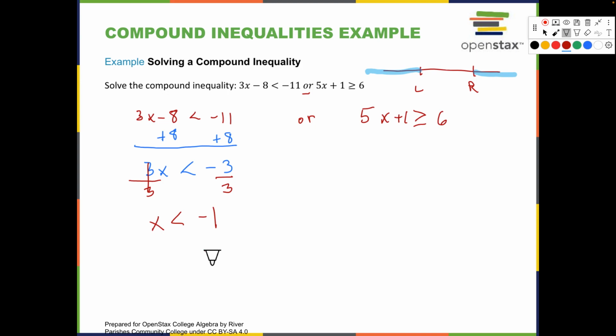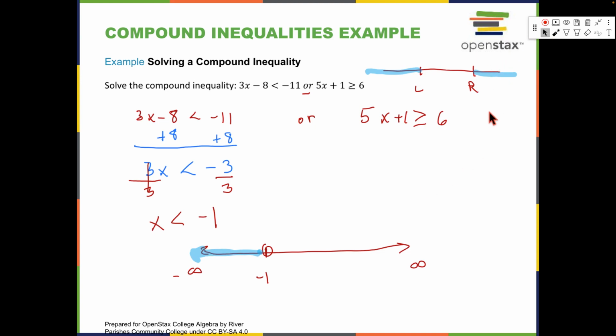So far, if we were to draw a graph, we've got negative infinity over here, positive infinity over here. I'll put my negative 1 here. We know negative 1 is not included, but x has to be smaller than that, so it's going this way. So that's one part of the solution.